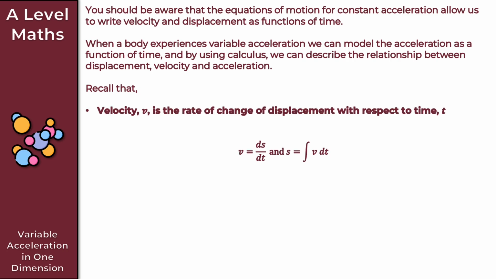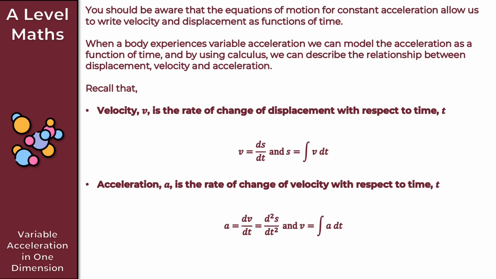So just recall that the velocity v is the rate of change of displacement with respect to time t. So v is equal to ds by dt, and s is equal to the integral of v dt. In a similar fashion, the acceleration a is the rate of change of velocity, again with respect to time t. So a is equal to dv by dt, which is the same as the second derivative of s, the displacement, with respect to time t. And v is also equal to the integral of a with respect to time t, so dt there.